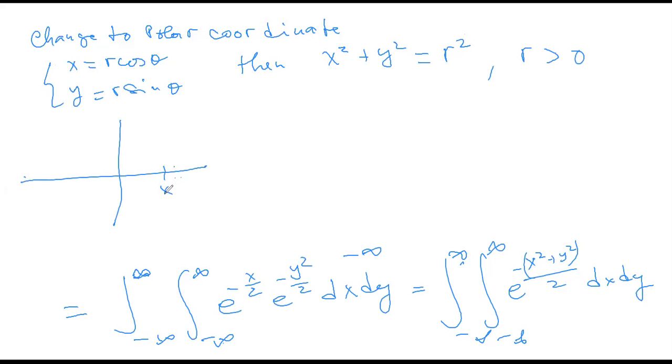This is x, this is y, this is r. So x is r cosine of theta, where theta is here, and y is r sine theta. That's polar coordinates, if you can remember that.